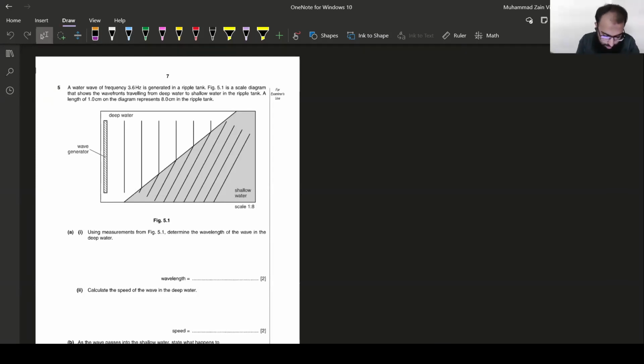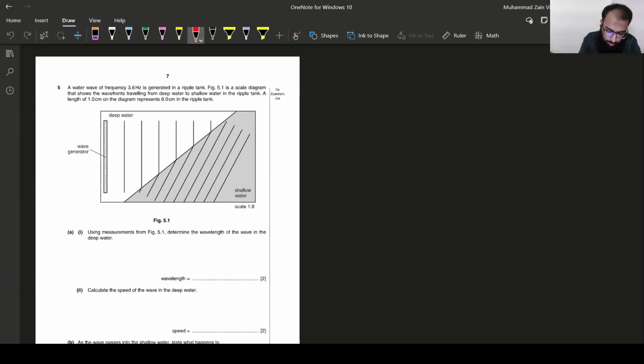Okay, so the question is, you can read the statement. A frequency of 3.6 hertz is generated in a ripple tank. Figure 5.1 is a scale diagram that shows the wavefront traveling from deep water to shallow water in the ripple tank. A length of 1 centimeter on the diagram represents 8 centimeters in the ripple tank.